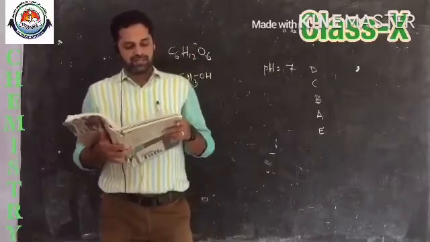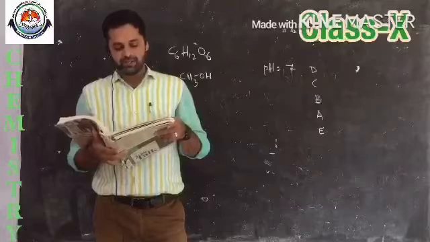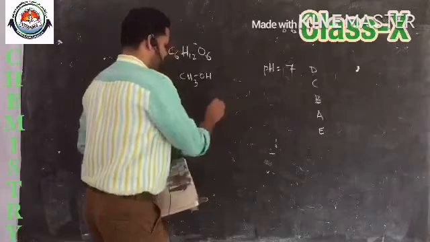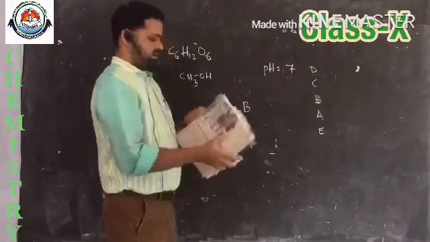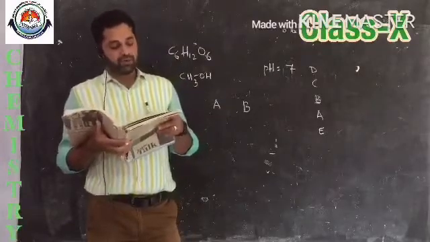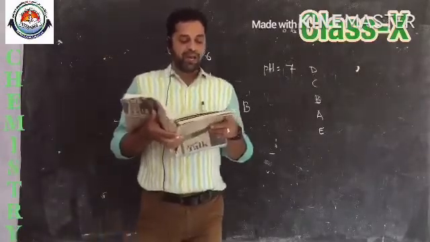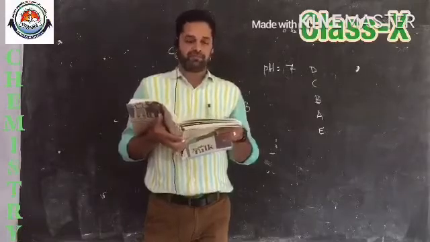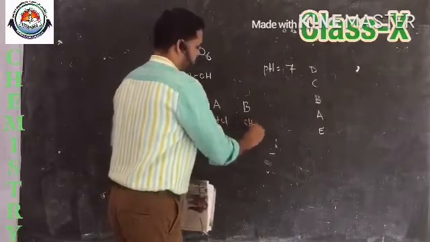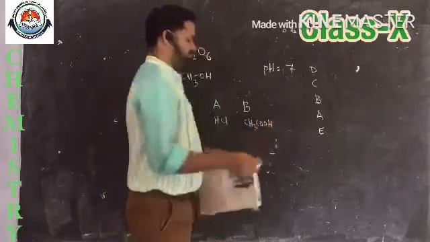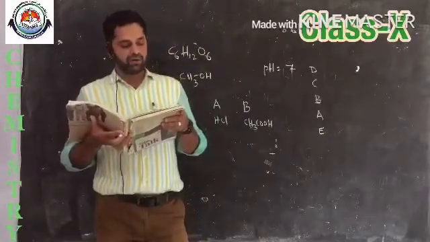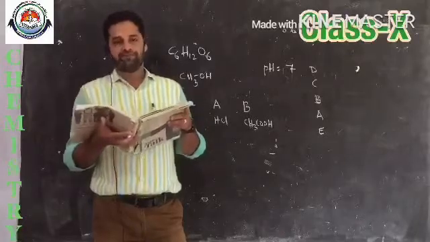Equal lengths of magnesium ribbon are taken in test tubes A and B. Hydrochloric acid is added to test tube A, while acetic acid, CH3COOH, is added to test tube B. In which test tube will the fizzing occur more vigorously, and why?